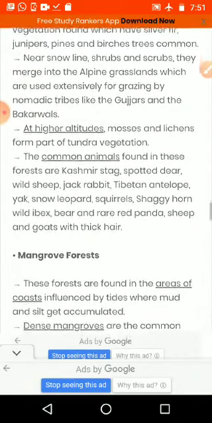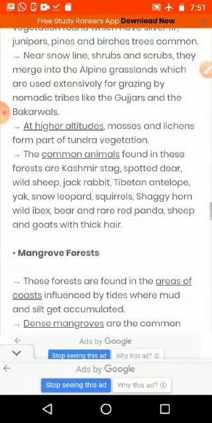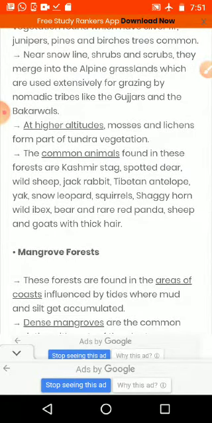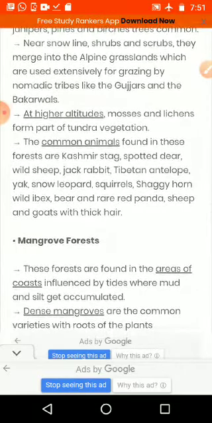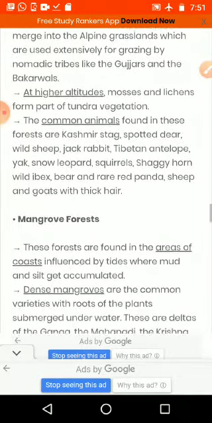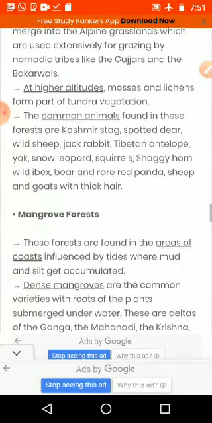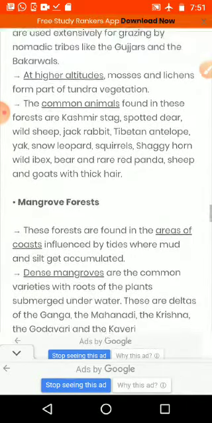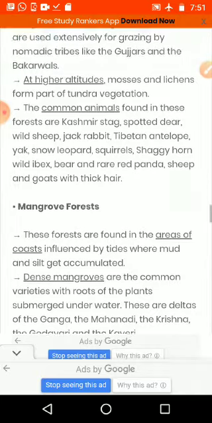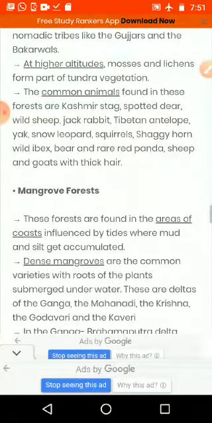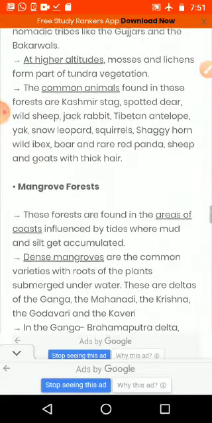Near the snow line, shrubs and scrubs merge into the alpine grasslands, which are used extensively for grazing by nomadic tribes like the Gujjars and the Bakarwals that we have seen again in history. At the higher altitude, mosses and lichens form part of tundra vegetation, that is, in the cold area or snow falling area, it is growing.